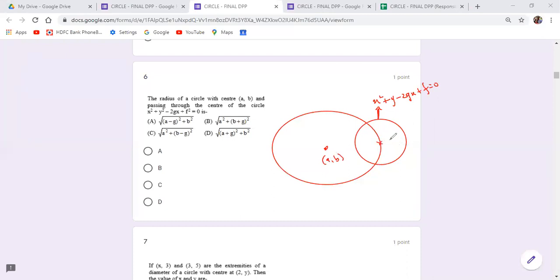What is the center of the circle? G comma 0. So what will be the radius? Distance between these 2 points will be the radius. So length CP will be, what will be the answer? Square root of G minus A the whole square plus B square. Answer A. Fine.